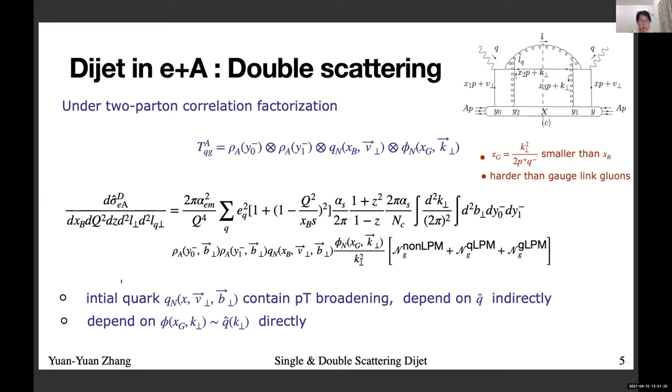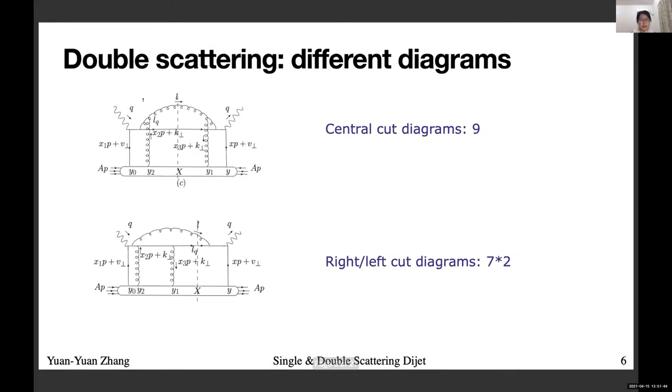And one can find that it contains the initial quark TMD PDF. It contains the pT broadening, so it will depend on the q-hat indirectly. And this cross section depends on the gluon TMD directly. So we can say that the TMD q-hat controls both the single and double scattering nuclear modification. Okay, and for the double scattering dijet, it has different diagram contributions. So here we show one example diagram for central cut diagrams, and the right or left cut diagrams.